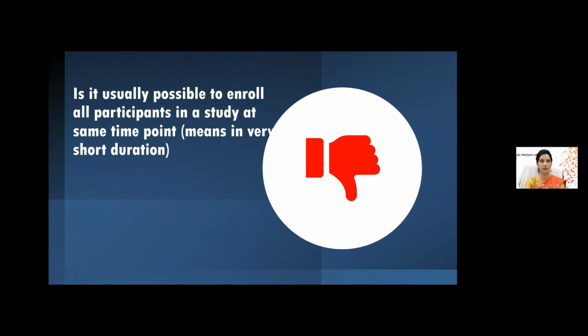Usually it is not possible to enroll all the participants in a study at the same time. So it takes some time to happen. And in that case, we will see that there is an assumption in Kaplan-Meier regarding that secular trend.